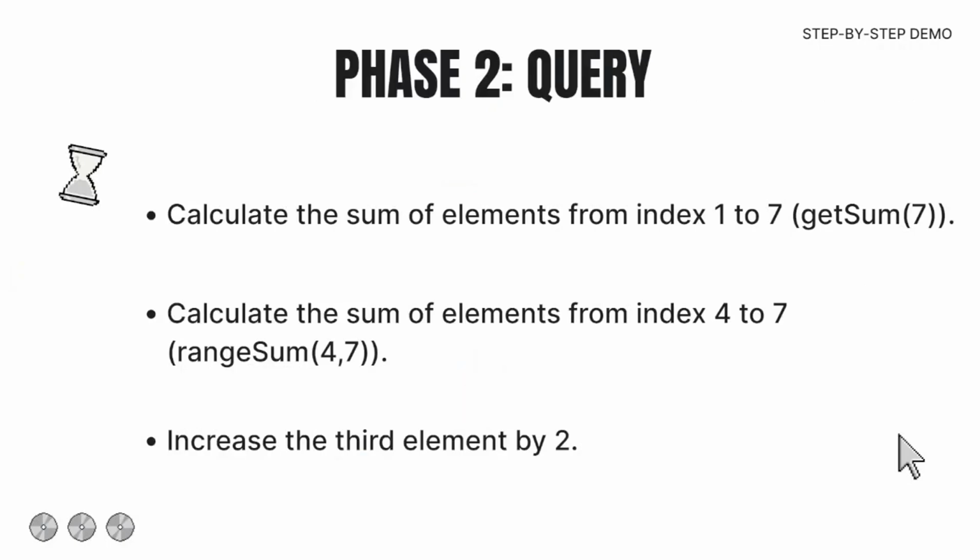We come to the second phase, which is the query. At this phase, I present 3 of the most popular queries when working with Fenwick Tree. The first one is to calculate the sum of elements from 1 to n. Here, I let n equal to 7, and we get the function getSum(7). The second query is to calculate the sum of elements in a range. And here, I choose that range is from index 4 to 7, which is range sum (4, 7). And the last query I'd like to discuss is to update an element in the bit array. Specifically, it is to increase the third element by 2.